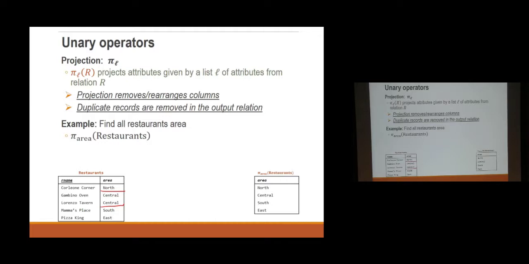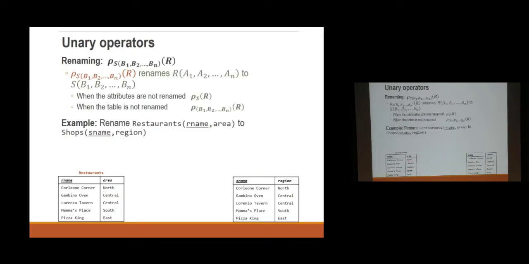Okay? Any questions? And that's basically your projection. The last unary operator is what we call a renaming, and it's using the symbol rho. This is the Greek letter rho. You basically just take the first letter. Selection is sigma, projection is pi, renaming is rho.